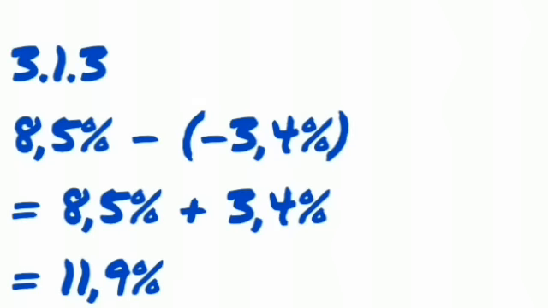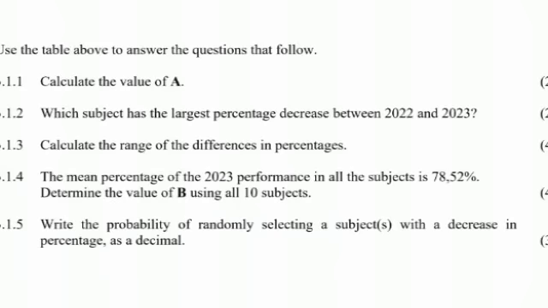So the highest, 8.5 minus open bracket minus 3.4 close bracket. The minus and the minus will give me a plus. So 8.5 plus 3.4 will in total give me 11.9. If you don't put the bracket before you do the minus 3.4, it's going to give you a totally different amount. It needs to be minus minus so that it can turn into a positive.